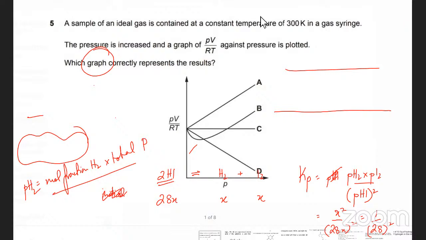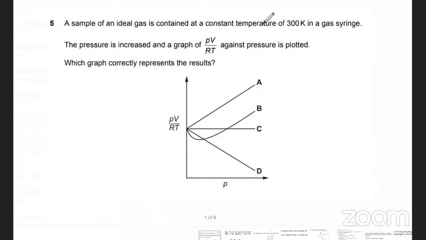It's clear all drawings. As I was starting with this question, there are 7-8 questions. As the pressure is increased, a graph of PV over RT against pressure is plotted. Which graph correctly represents this result? So there's a sample of an ideal gas. No, it's not going to be B. Remember, it's an ideal gas, and it's at constant temperature, right? So that means R and T are both constant, right?